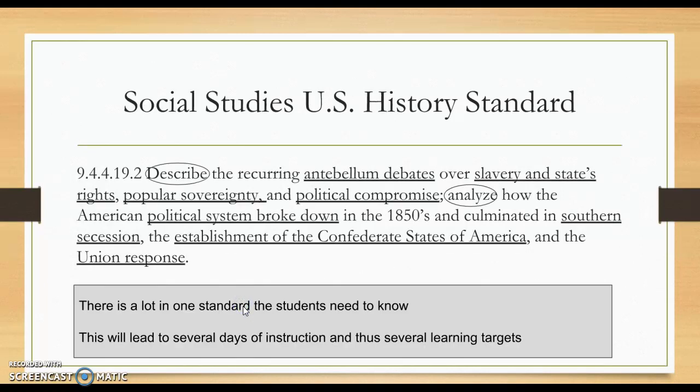If we were to break this down, you can see that the students will need to be able to describe and they'll need to be able to analyze. But it's more than just saying students describe. What do students need to describe? They're describing the antebellum debates over slavery and states' rights. They're describing popular sovereignty. They're describing political compromise. So you can see that there's a lot going on just in this one standard. This is probably going to take several days of instruction, and to break this down, you are probably looking at several learning targets to address this standard.